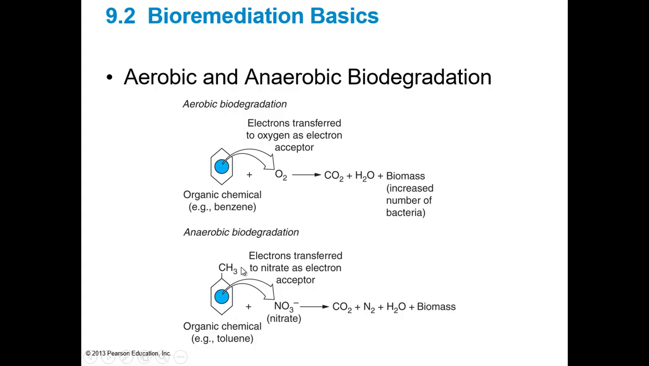Here, if we have something like toluene, it will preferably go by aerobic conditions, but here the terminal electron acceptor is nitrate. And so we're making CO2, nitrogen gas, and hydrogen and water. And in this anaerobic condition, then we would have to provide the nitrate, or nitrate would already have to be in the environment for this reaction to occur.